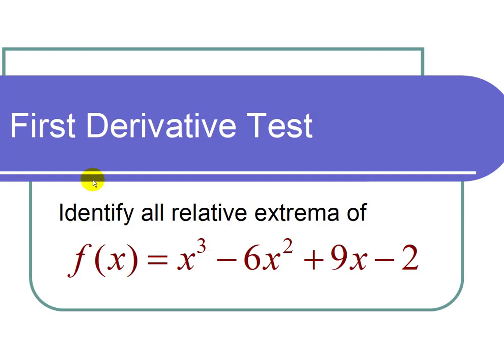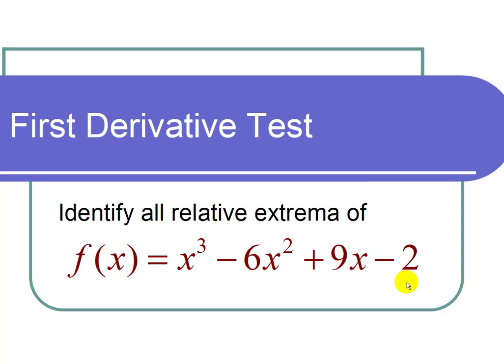This is a video on using the first derivative test to locate and classify relative extrema. The question states, identify all relative extrema of f of x equals x cubed minus 6x squared plus 9x minus 2. So relative extrema occur at critical points.